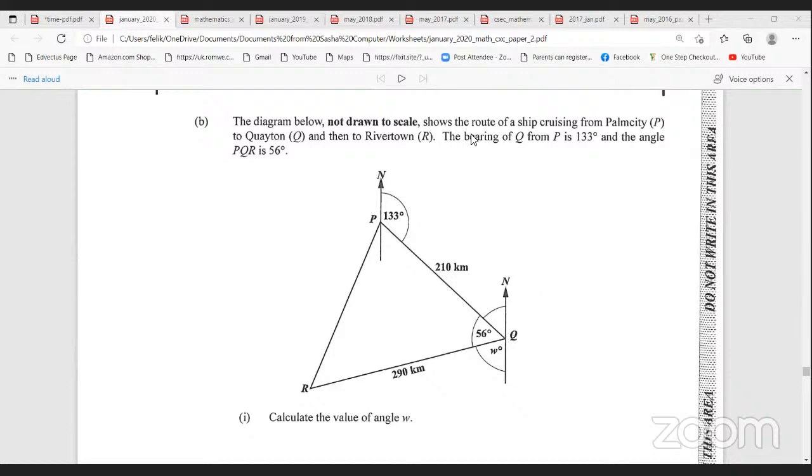Instruction clear for everyone? We're expected to copy the entire question from the screen with the diagram, everything. Giving you 3 minutes.